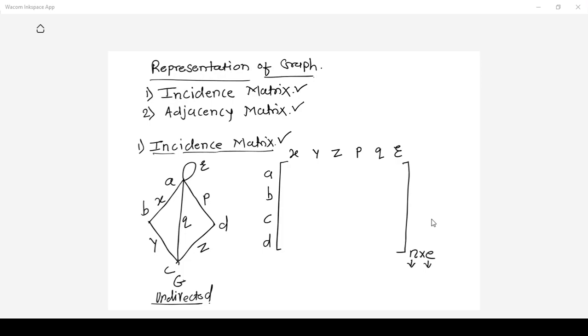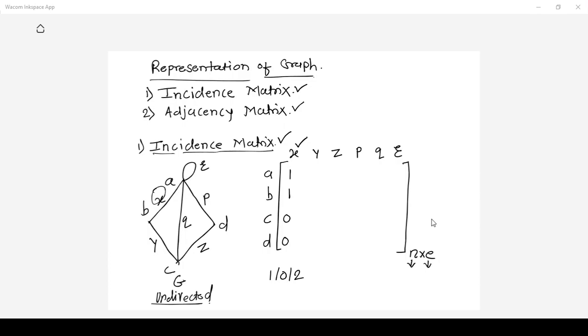You can have values either 1 or 0 or 2. Now, when to take 1, 0 and 2? So let us see. Now go edge by edge. The first edge is x. Now you can see in the graph, this edge x is connecting the vertices A and B. So in the rows of A and B, and the column of X, I'll write 1. And in the rest of the places I'll fill in 0.